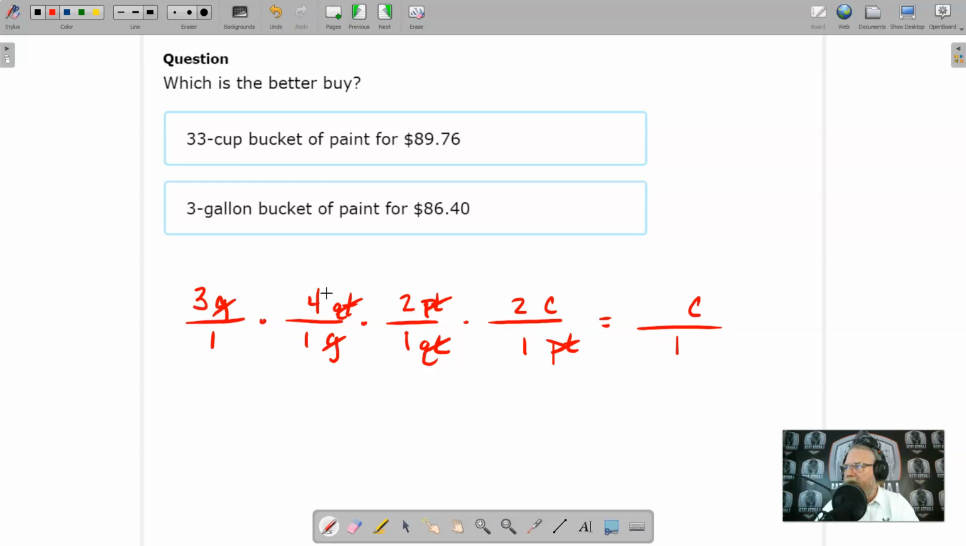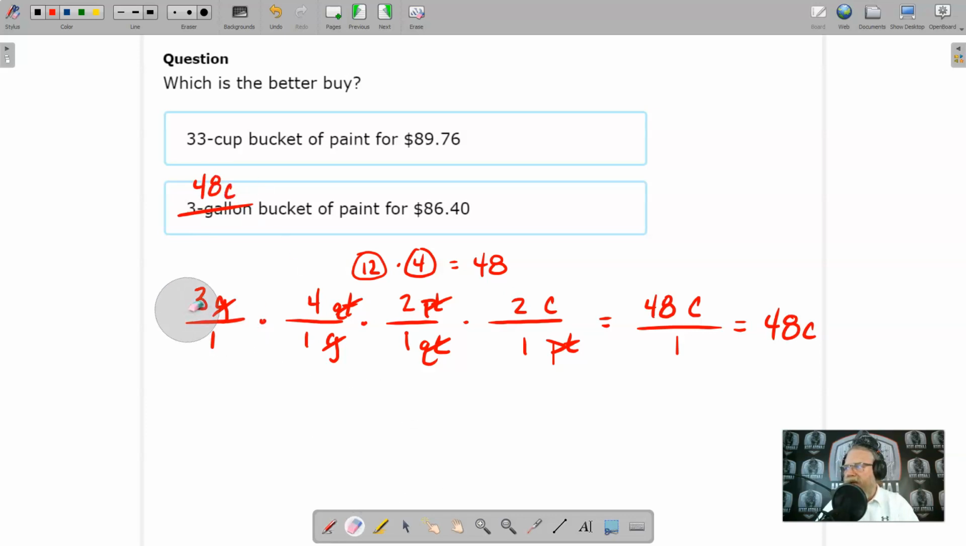Now I get 3 times 4 is 12, right? 3 times 4 is 12. And then this 2 times 2 is 4, so I'm going to multiply that times 4. And 12 times 4 is 48, right? 48, yep. 48 cups. And any number over 1 is equal to itself. So this is 48 cups. So I've converted 3 gallons to 48 cups.